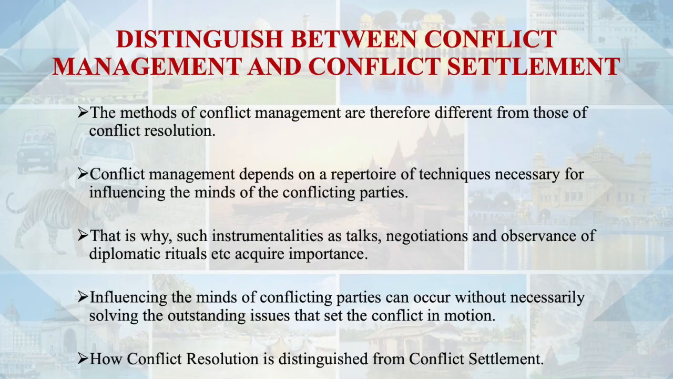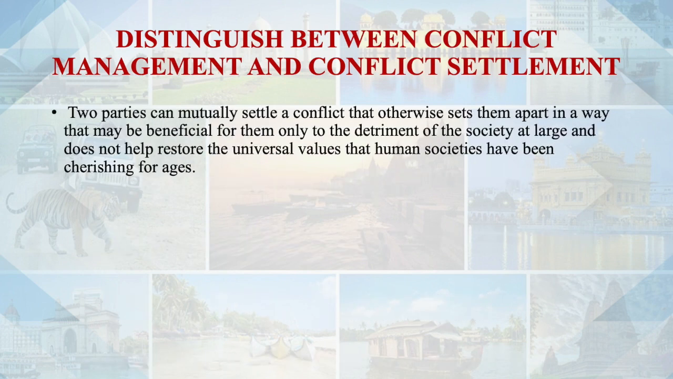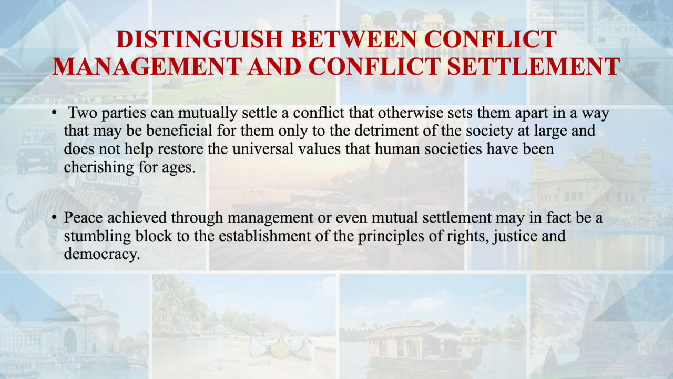Now the next question that can come to your mind is how conflict resolution is distinguished from conflict settlement. Two parties can mutually settle a conflict in a manner that is beneficial to them, but to the detriment of society at large, and does not help restore the universal values that human societies have been cherishing for ages. Peace achieved through management or even mutual settlement may in fact be a stumbling block to the establishment of the principles of rights, justice and democracy.